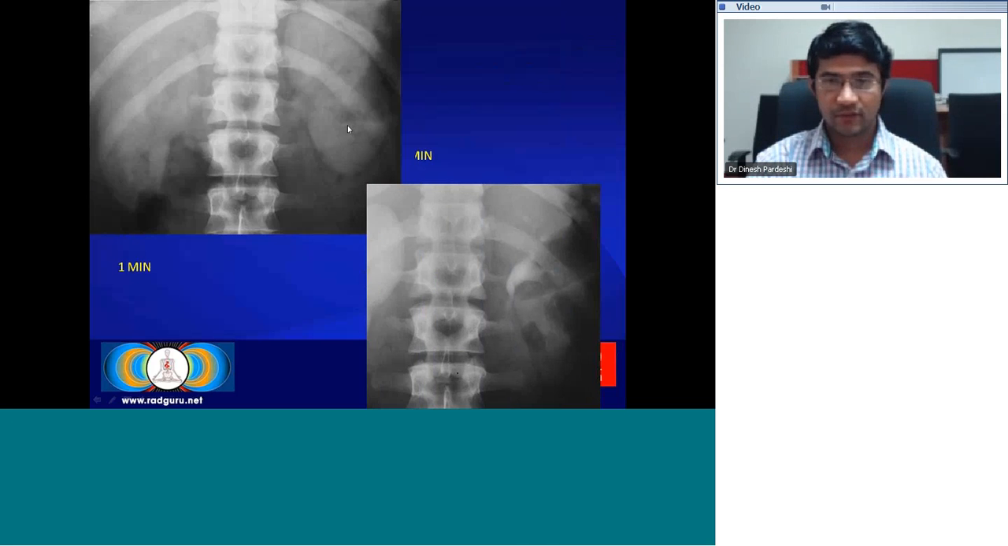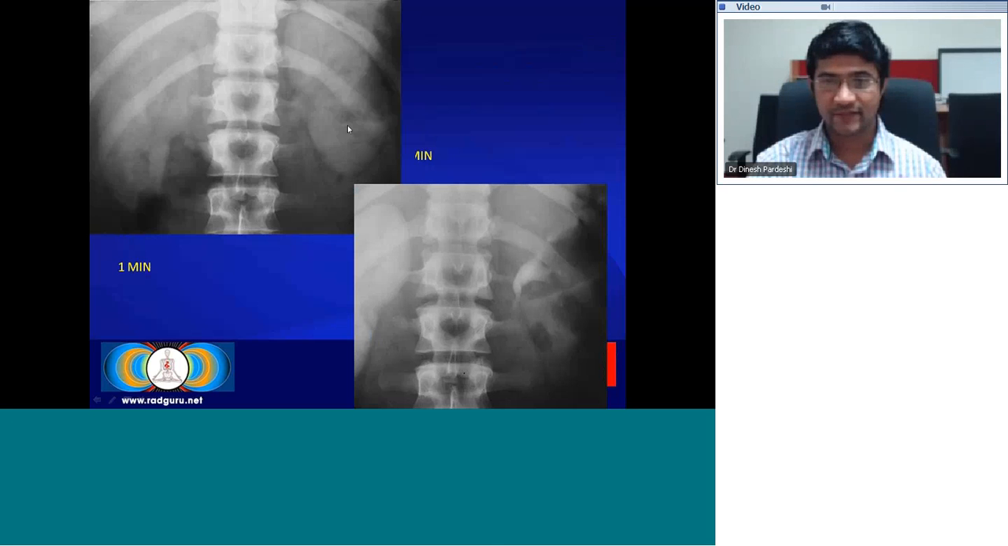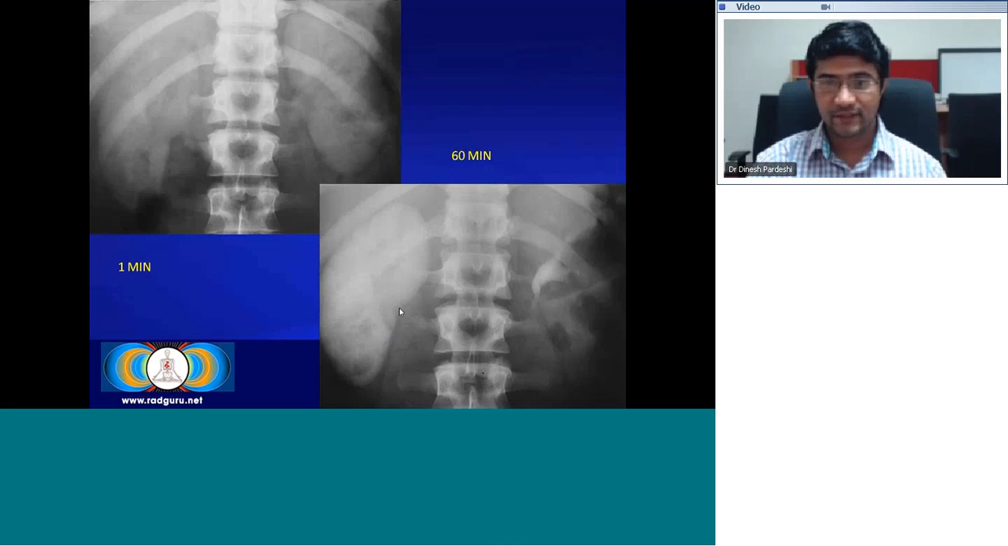but on later phases what we are seeing is the right kidney is becoming more dense, there is no opacification of the pelvicalyceal system, whereas on the left the nephrogram is receding but the pyelogram is seen. So there is something wrong going on here. This should alert us. This is called a persistently dense nephrogram without visualization of the pyelographic phase.